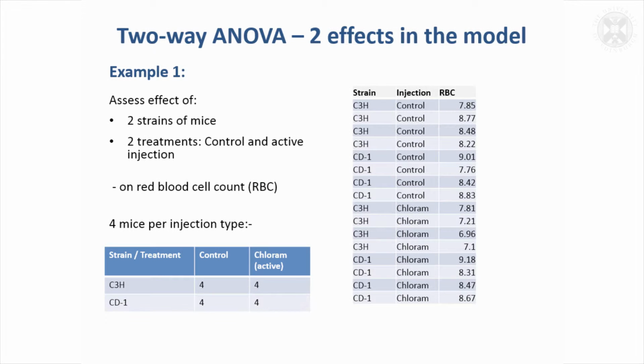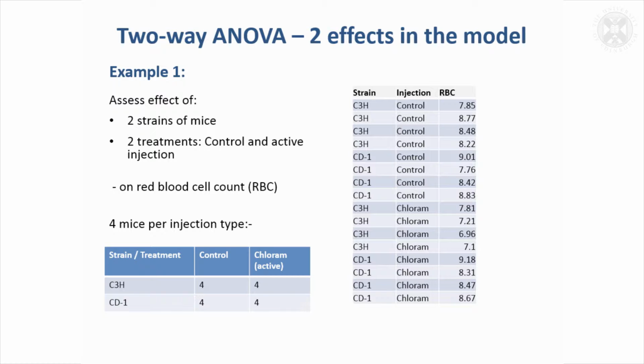But I want to move on now to two-way ANOVA. And as you probably guessed, rather than having one grouping in the model, we're now going to think about models that have got two groupings. And this example would be one where a two-way ANOVA was suitable.